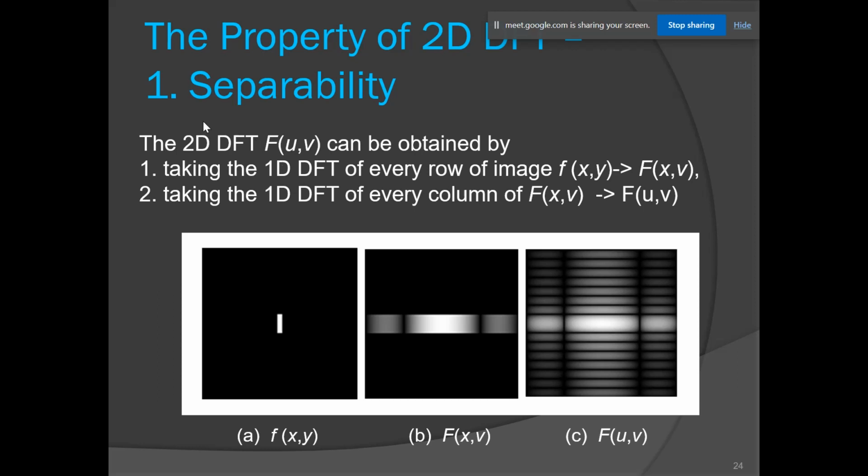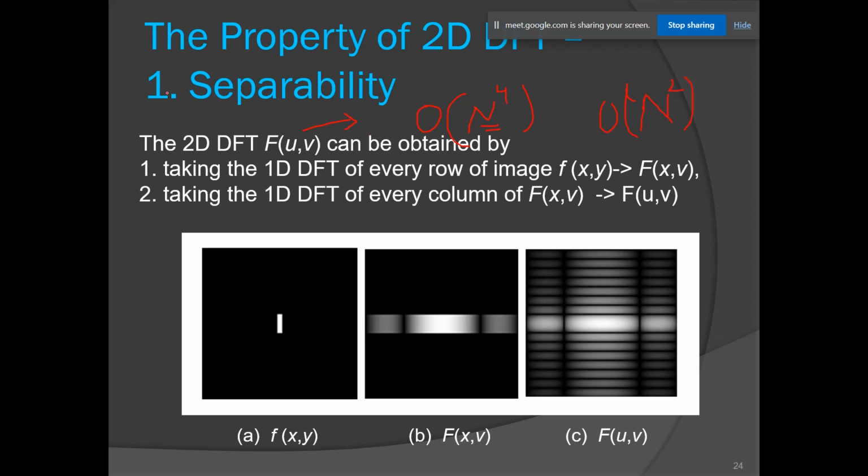Actually the complexity of 2D DFT, the original 2D DFT, is order of n raised to power 4, where n represents the size of the image. Consider a square image of size n by n. So complexity of 2D DFT is this much, and the complexity of 1D DFT is actually order of n raised to power 2, n squared.